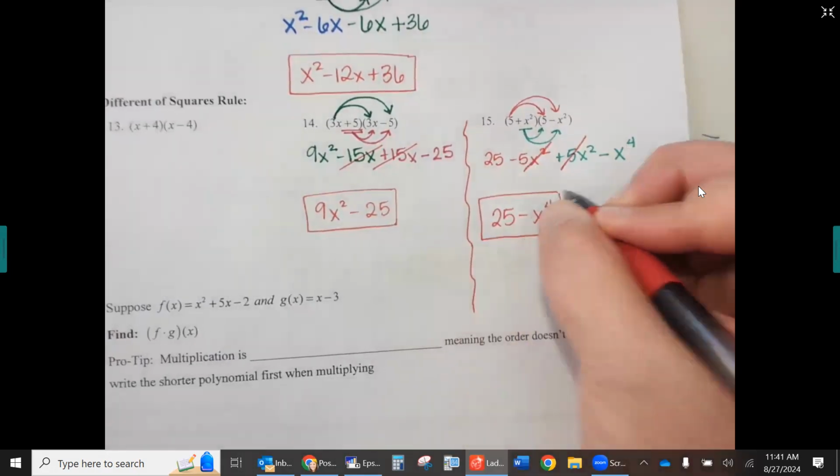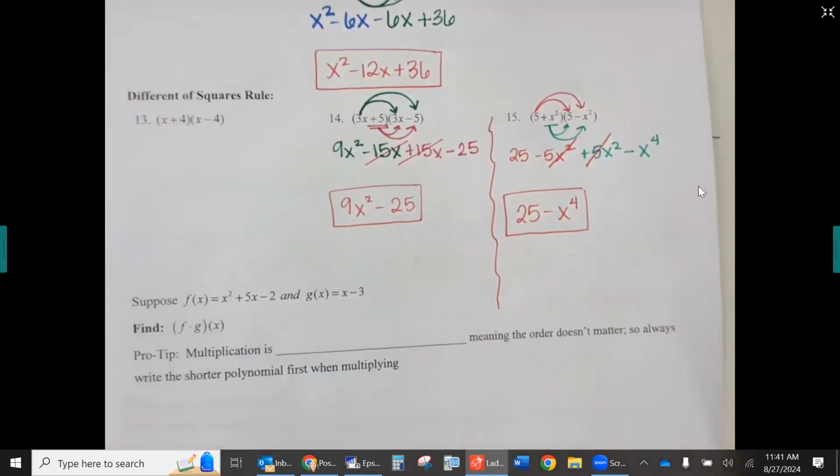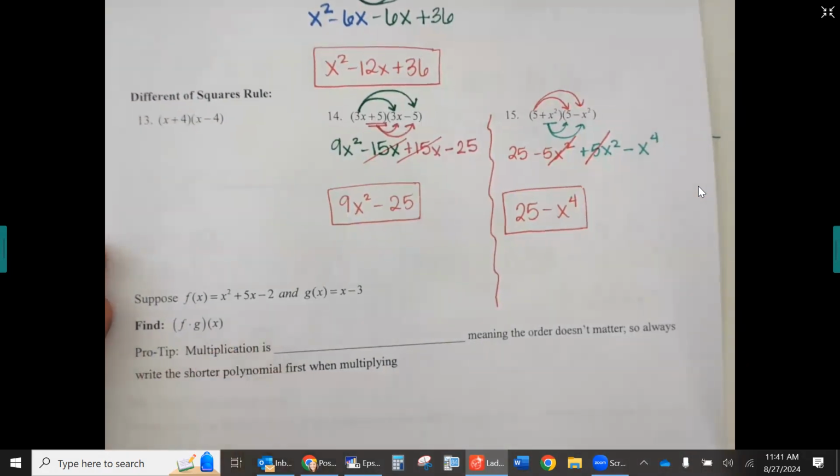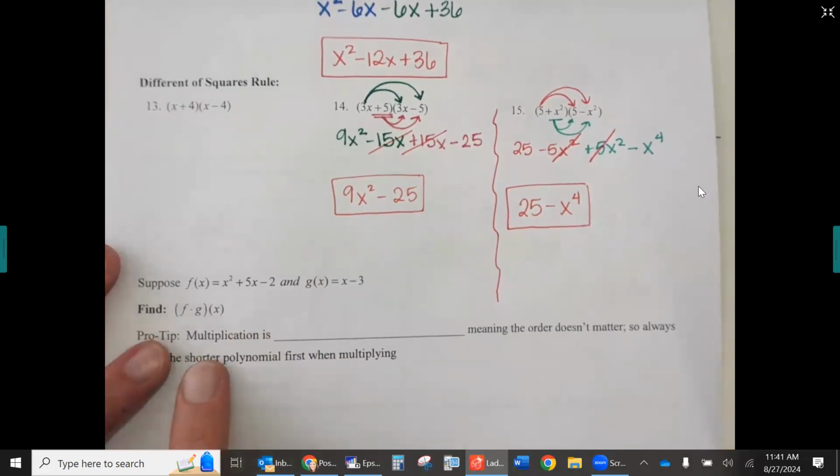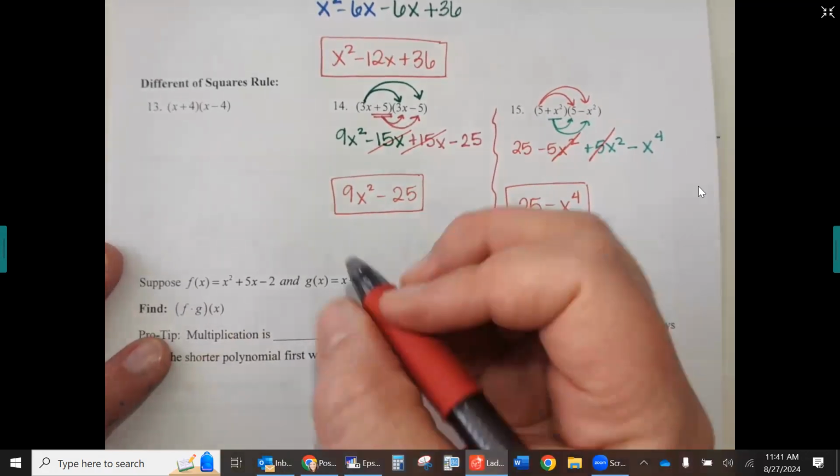Notice that earlier you may not have heard Nate's question, but it won't always count down where you don't have any skips. This one, I don't have any regular x's, that's okay. Questions on that? Okay. Last thing I want to point out, we're not going to do this one, but the pro tip is that multiplication is commutative.